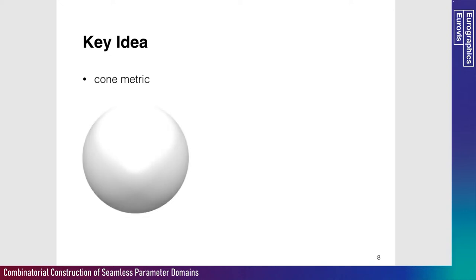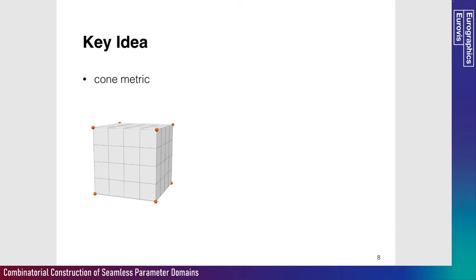For instance, here is a simple genus zero surface with 8 prescribed singularities, and a seamless parametrization illustrated by these black iso lines. The induced cone metric defines a cone manifold, which in this particular case we can isometrically visualize like this.